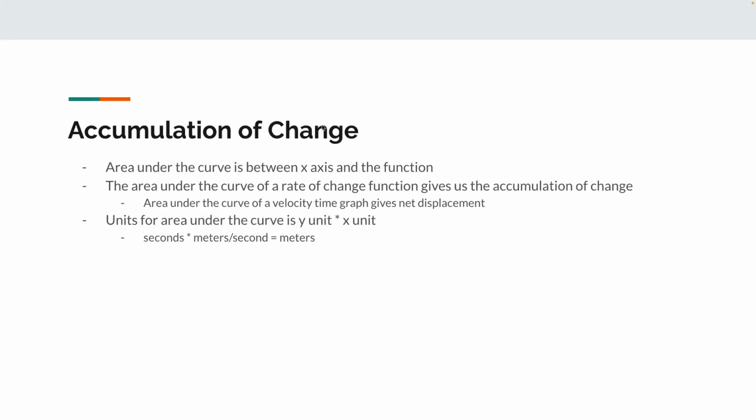Think of physics, think of the area under the curve of a velocity time graph. That'll give the net displacement. So the rate of change function is velocity, and the area under the velocity time graph gives us the accumulation of change, which is just the net displacement. The units for area under the curve is the y unit times the x unit. So in here, it'll be seconds times meters per second, which is just meters. The y-axis unit is meters per second, the x-axis unit is seconds.